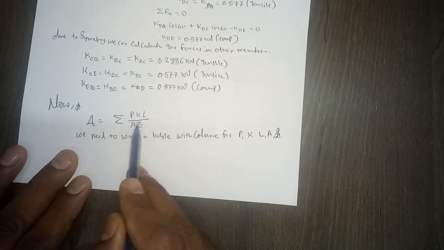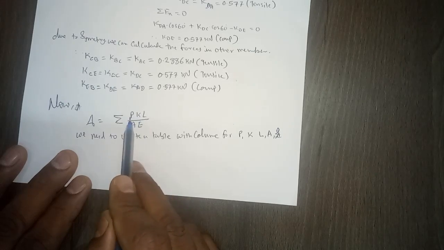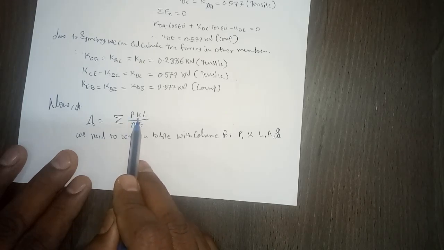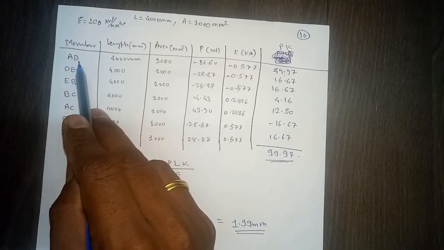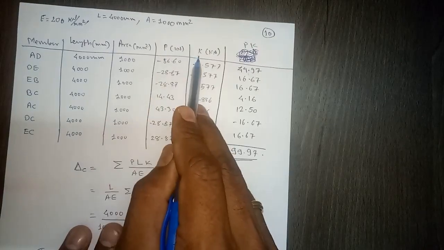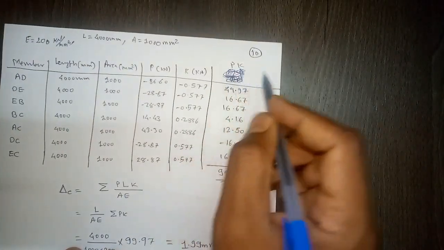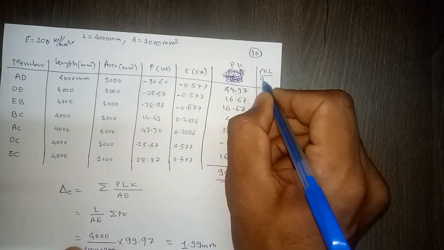But in another problem, these values may change, so in that case you need to write those down in a column as well, right? The most important part is this P and K, right? So you should have one column for P, another column for K. So this is how you should write it down. First is member name, second is length, third is cross sectional area, then P, then K, and instead of just PK, actually you should calculate PKL by AE.